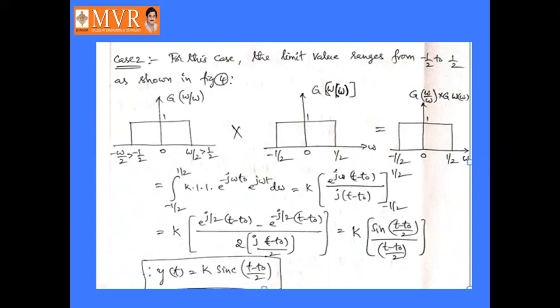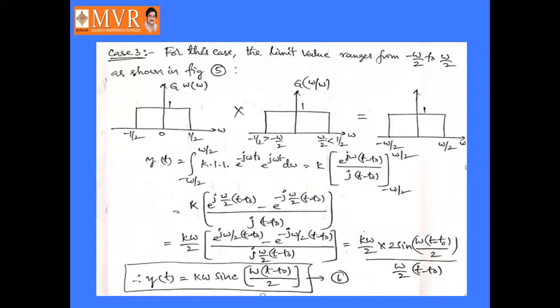This is figure 4. So this is g of omega by w with limits minus 1 by 2 to plus 1 by 2, which is multiplied with this one, so that it becomes g of omega by w into g of omega w of omega, where the limits are from minus 1 by 2 to plus 1 by 2. By simply substituting this, you will get the value of y of t as k into sinc of (t minus t naught) by 2. Here also it is the same.